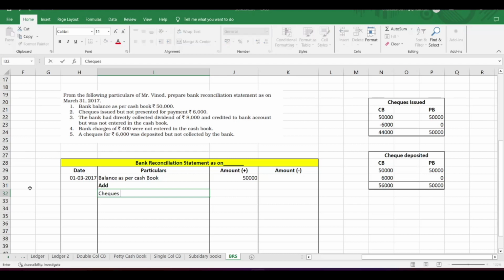So checks issued but not presented, 6,000 rupees, we will add it. Next transaction.